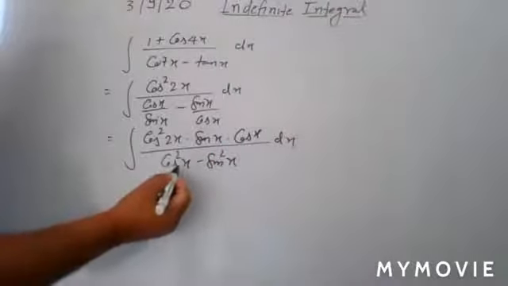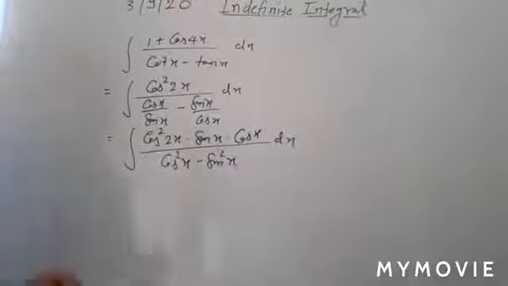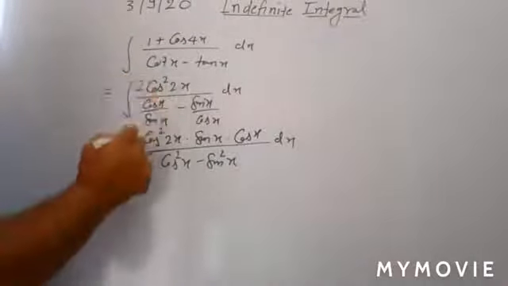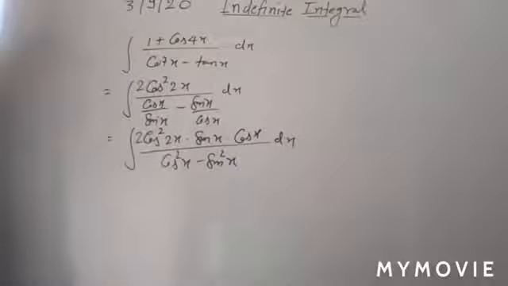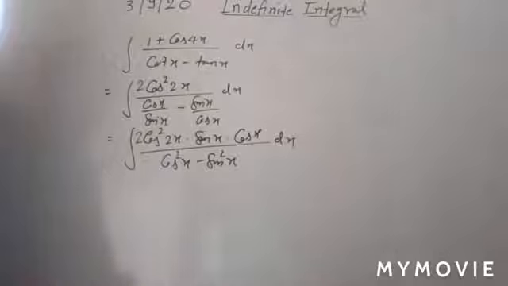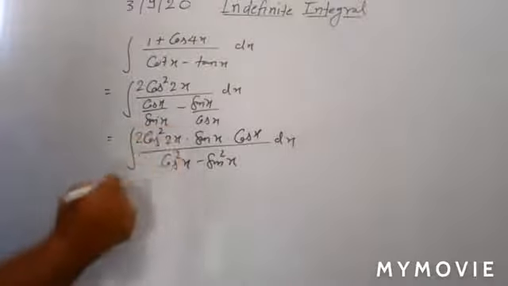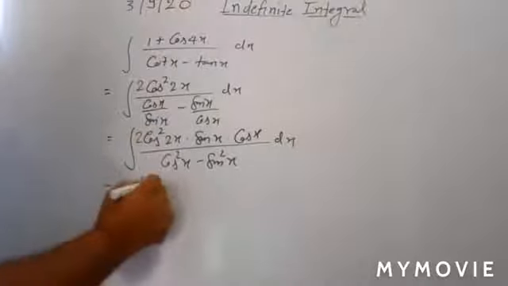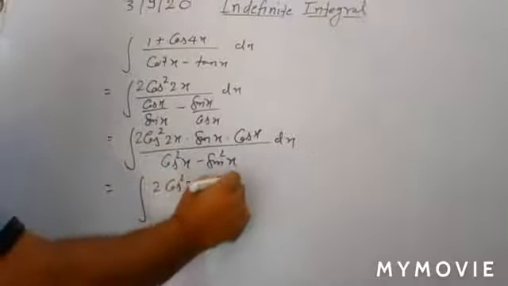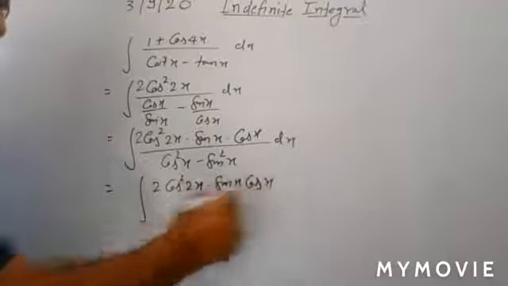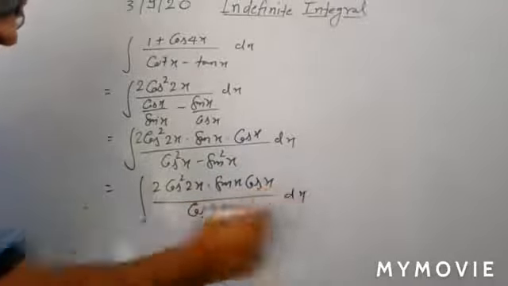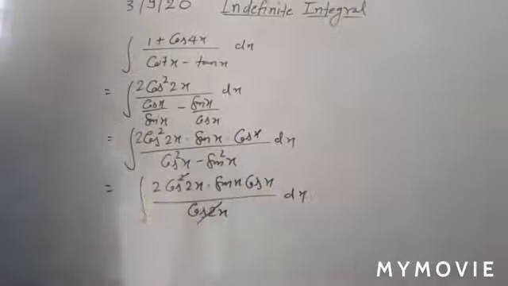And you know 1 plus cos 4x is equal to 2 cos square 2x. You write here 2 also. Yeah, correct it. So cos square x minus sin square x is equal to cos 2x. So one of the powers is cancelled out here. So here you have 2 cos square 2x into sin x cos x divided by cos 2x into dx. So 1 power of cos 2x is cancelled out.